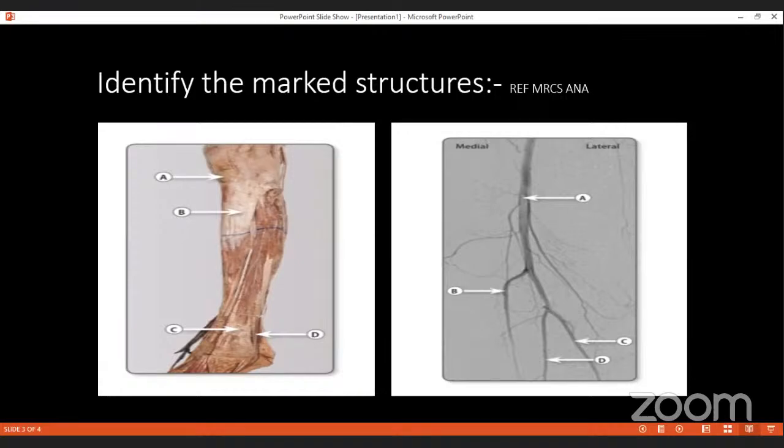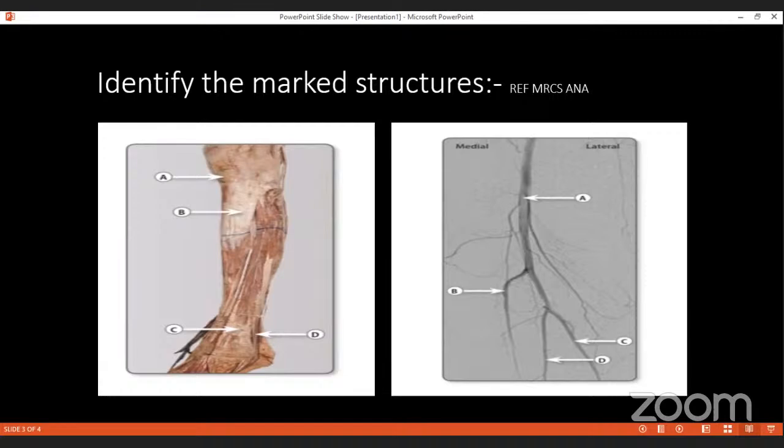The anterior compartment is supplied by the deep peroneal nerve, and the blood supply is by the anterior tibial artery. Very good. And then the lateral compartment, the nerve supply is the superficial peroneal nerve and the peroneal artery. The posterior compartment is supplied by the tibial nerve and the posterior tibial artery. And the posterior deep compartment is the same, by the tibial nerve and the posterior tibial artery.